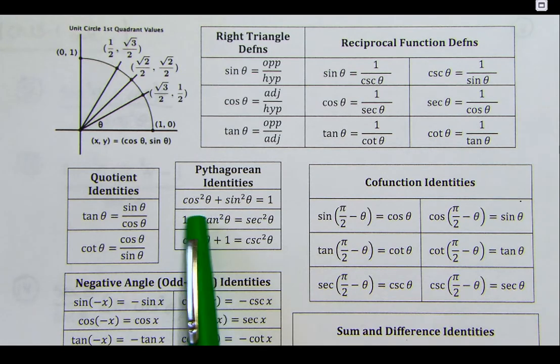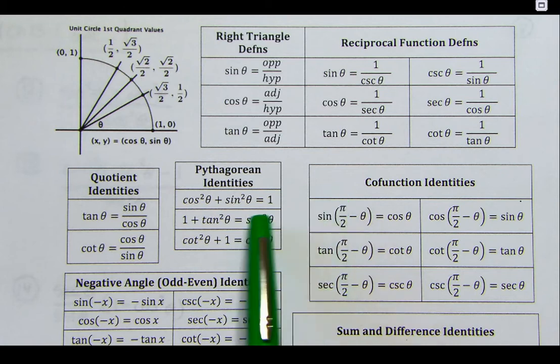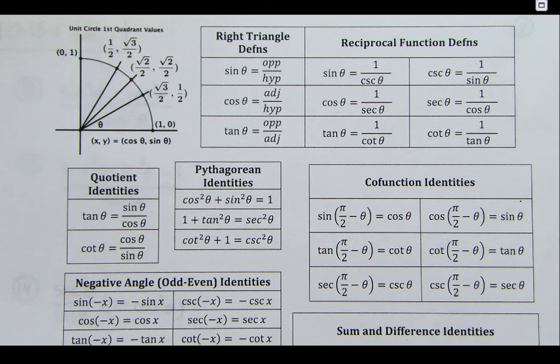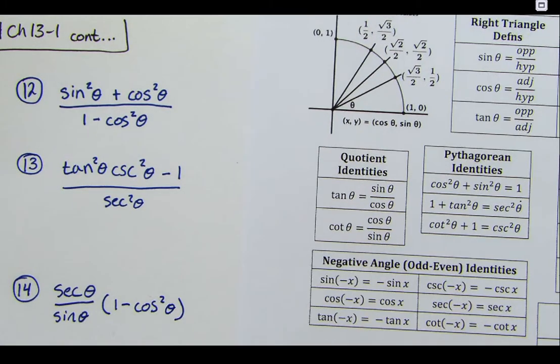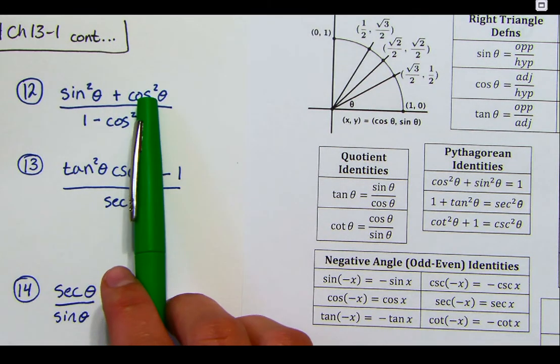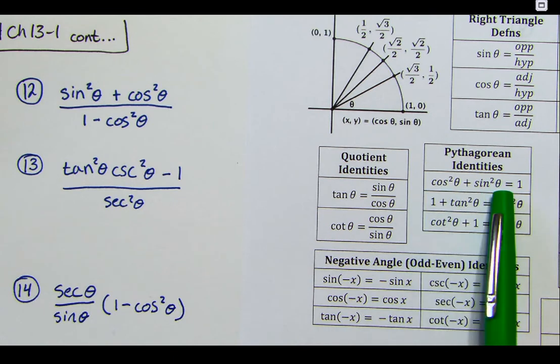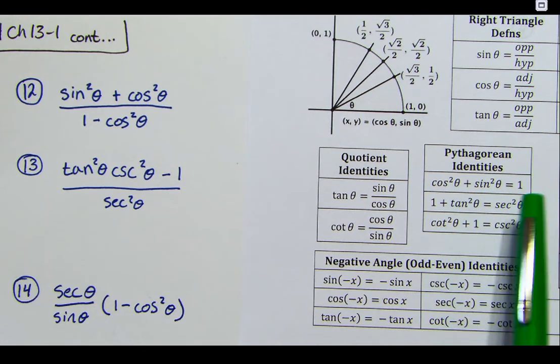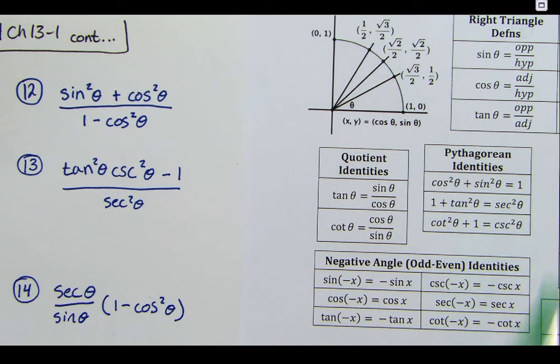So I'm allowed to rearrange this. I could subtract that cosine squared over, and then that would leave me with sine squared equals 1 minus cosine squared. So we are allowed to rearrange and use those. Okay. So when I am looking at problem 12, I have sine squared plus cosine squared. That is the same as this first one, even though they're not in that same order, because the order that we add things doesn't matter. So I'm going to replace the numerator with 1, because that's what it's equal to.